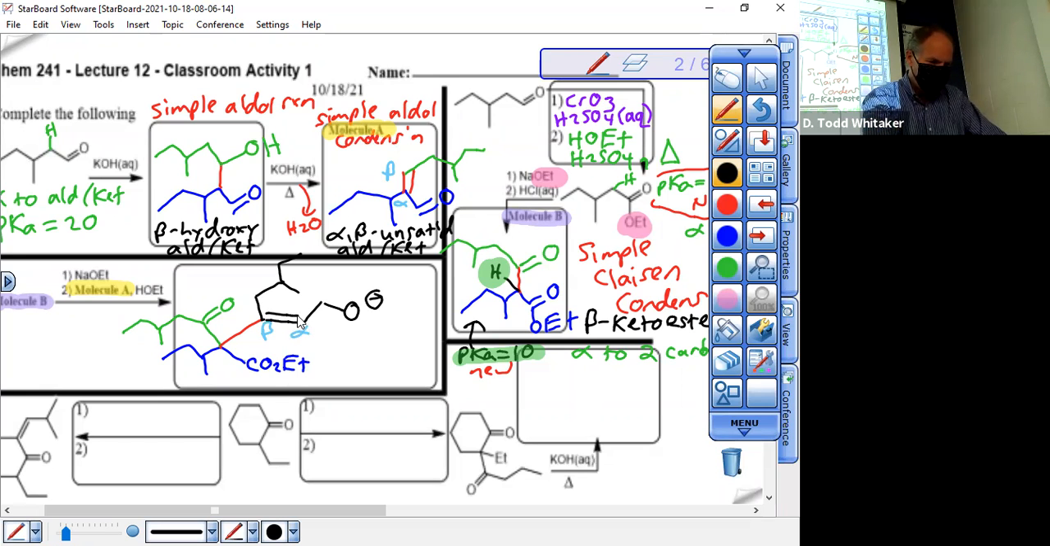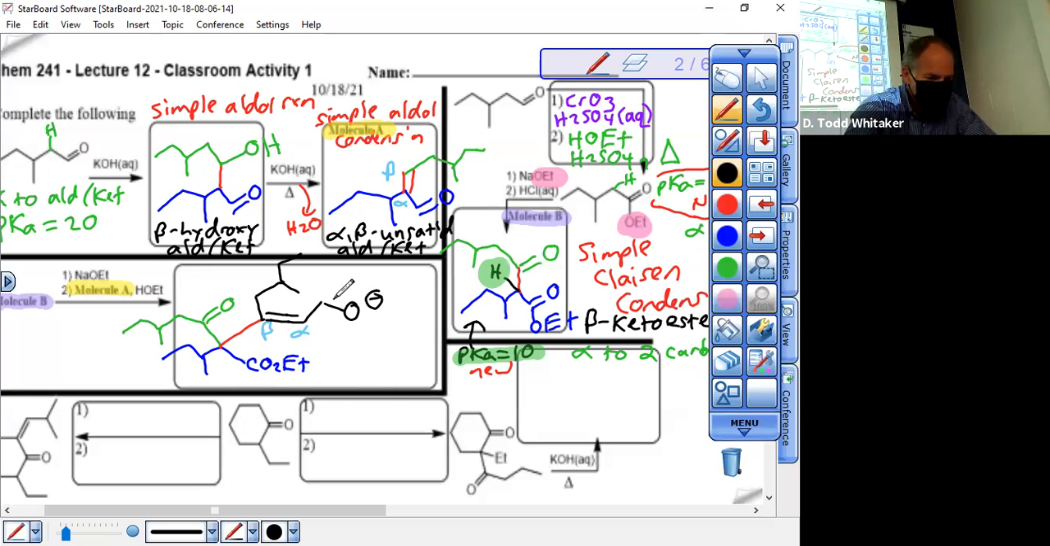Is that right? Let's count all the carbons in a row. 1, 2, 3, 4, 5, 6, 7. I got it. That's an intermediate. It's an enolate.